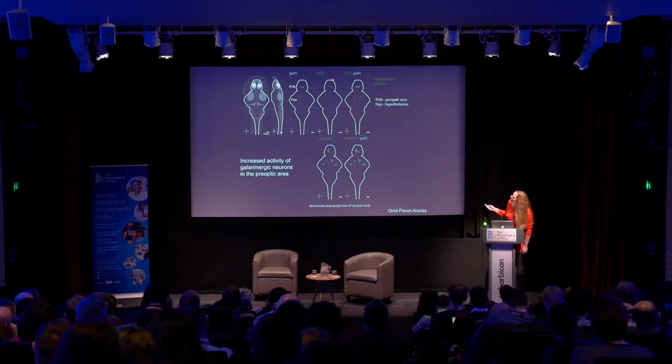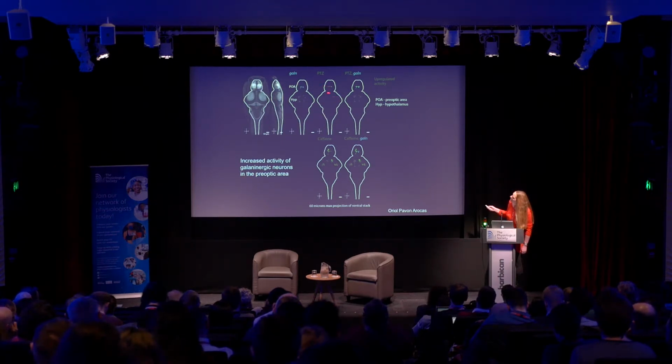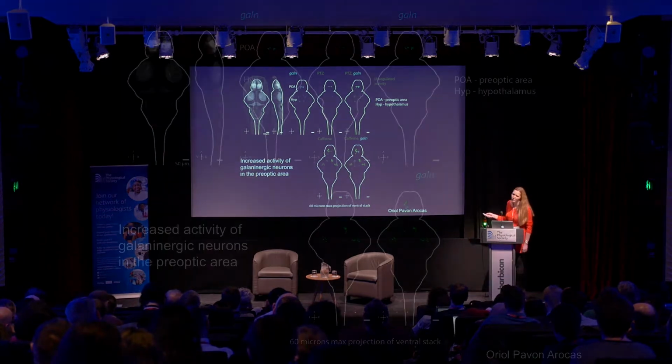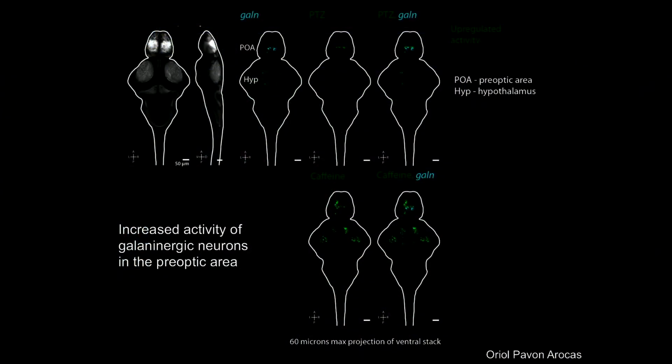And now if we look at phospho-ERG activity in the rebound sleep post-PTZ, you can see that there's an increased activity in these preoptic area galanin neurons, and also some increased activity in the scattered hypothalamic neurons. And the same is true for rebound sleep after caffeine. So again, you can see there's more activity in these preoptic area neurons, and we see some of that in the hypothalamus as well.